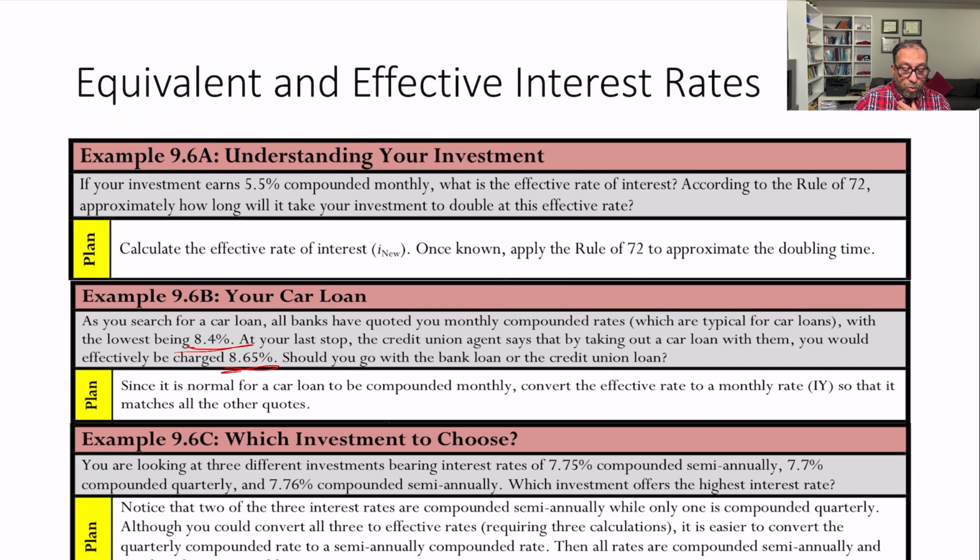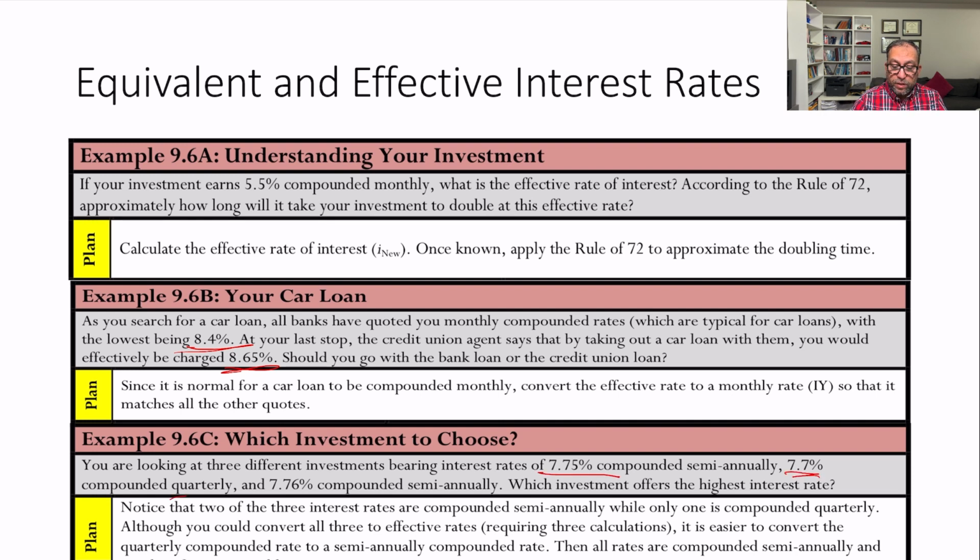The last question is saying you are looking at 3 different investments bearing interest rates of 7.5% compounded semi-annually, 7.7% compounded quarterly, and 7.76% compounded semi-annually. Which equivalent offers the highest rate? Notice that 2 of the 3 interest rates are compounded semi-annually, while 1 is compounded quarterly. Although you can convert all 3 to effective rates, it is easier to convert just one. So the first one is compounded semi-annually, then quarterly, and then semi-annually.